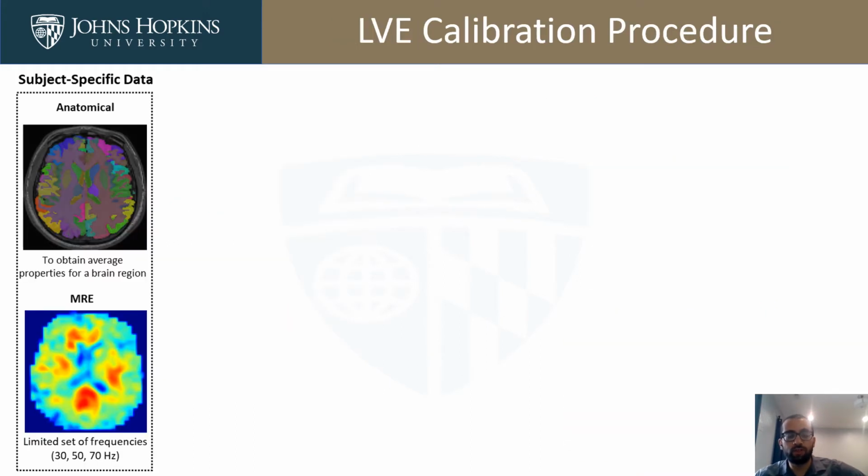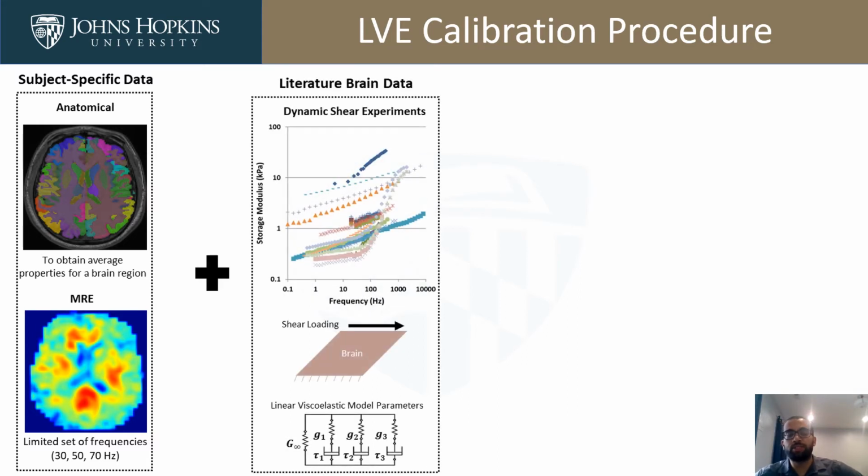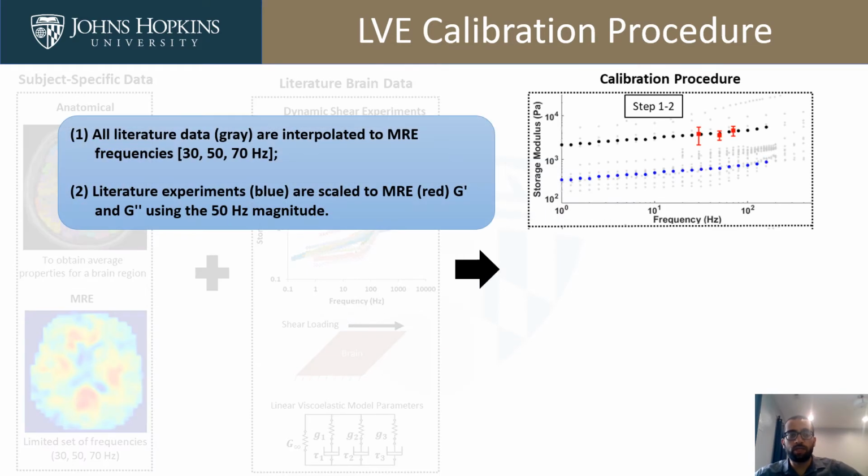And how do we do this? First, we take our subject-specific data, so this includes our anatomical regions and our MRE, and we can combine it with dynamic shear experiments from the literature where brain tissue is excised from animal or human cadaveric specimens and then tested under a large frequency range. What we can do first is take all of the literature data, so that's these background gray dots on the right figure, and interpolate them to the same frequency as our MRE data at 30, 50, 70 Hertz.